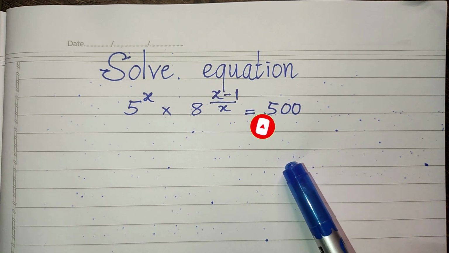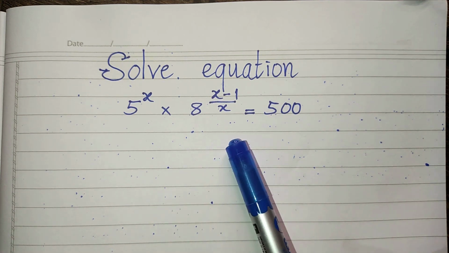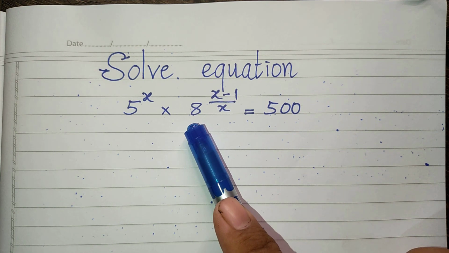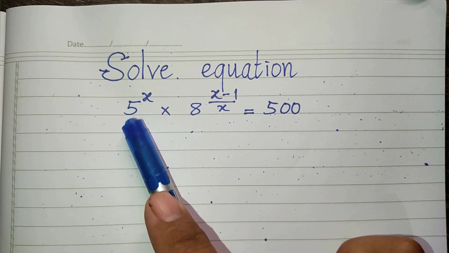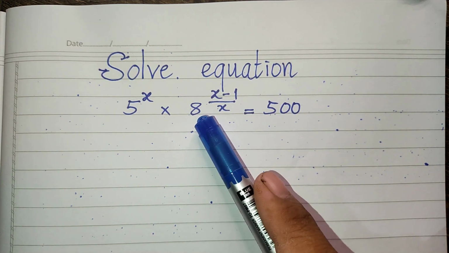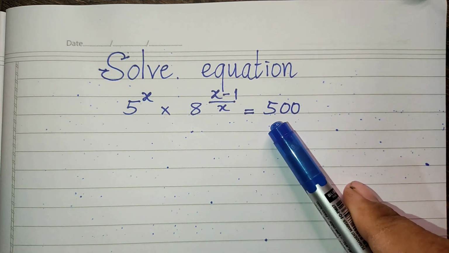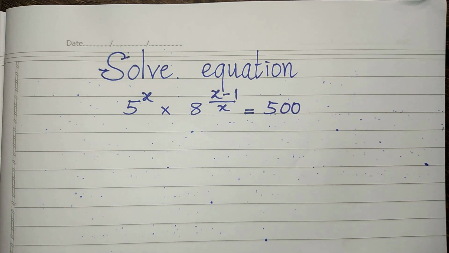Okay, now we go to the solution together. You see this 500, and this base 8 and this 5. To solve this equation, we know that this 8 I can write as 2 power 3, and this 500 we divide into prime factors.